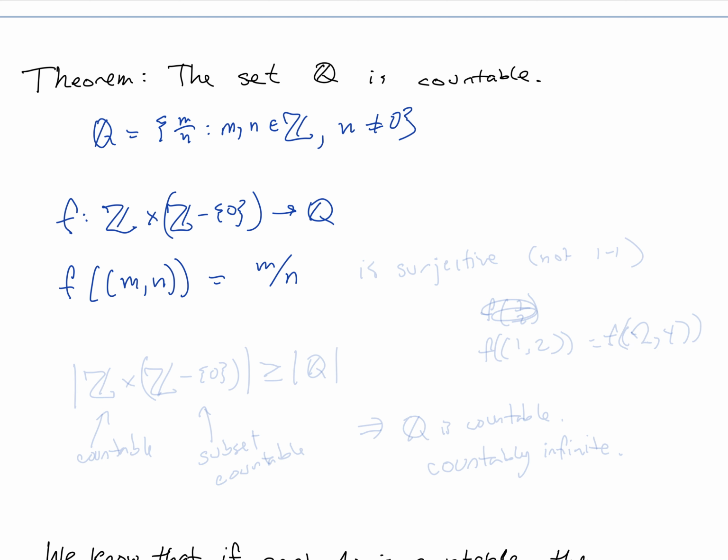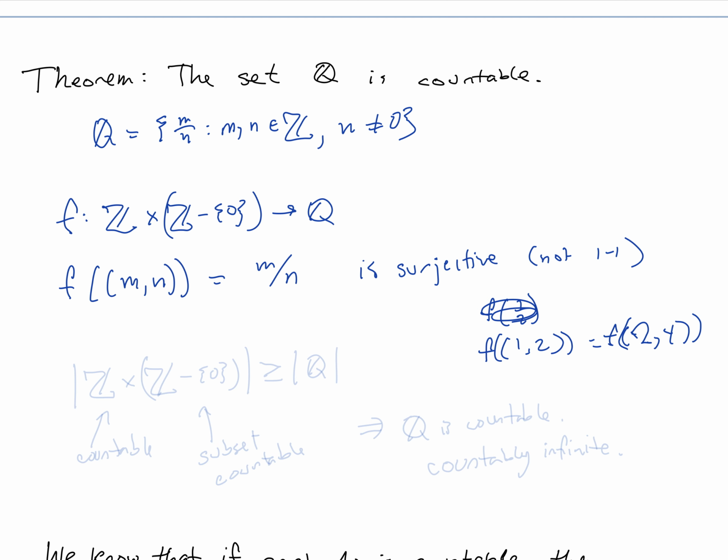Now this is going to be surjective. Notice it's not one-to-one because, for example, f of (1, 2) is the same thing as f of (2, 4). So this is not going to be a one-to-one function, and that's okay. But it is surjective. It is going to hit every rational number. If m over n is a rational number, then (m, n) is an ordered pair in Z cross Z minus 0.